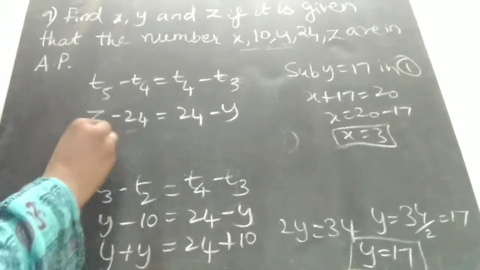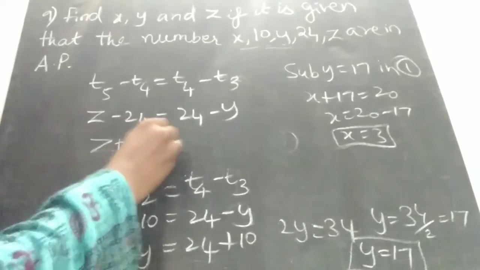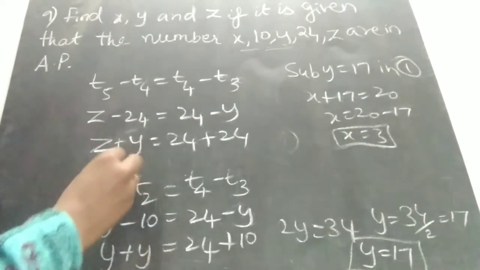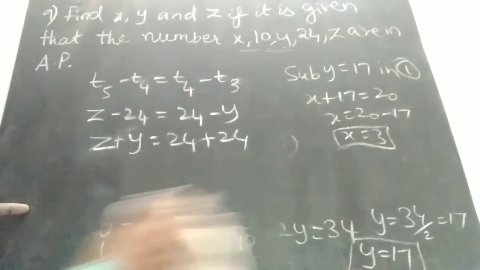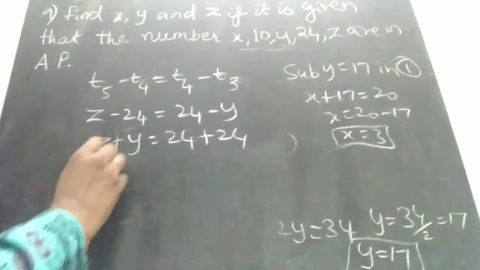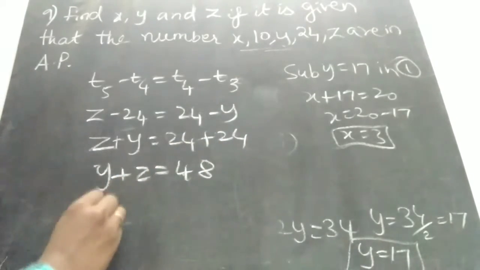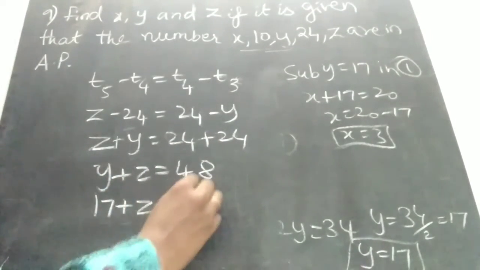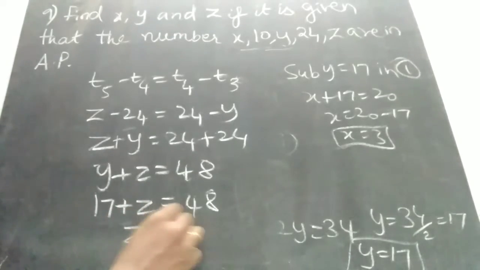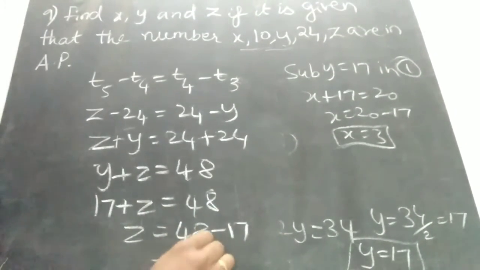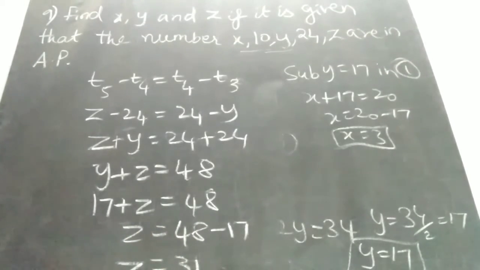So club the variables: y plus z is equal to 24 plus 24. Numbers to one side, variables to one side. So you get like this. Y plus z is equal to 48. Now just now you got y as 17. 17 plus z is equal to 48. So your z is 48 minus 17, which is 31. So your z is 31.